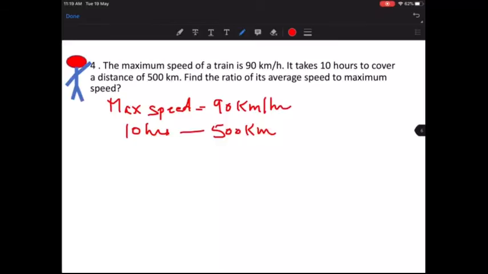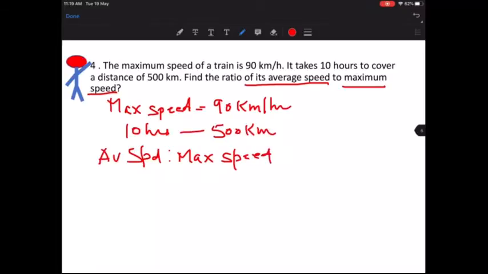Some information is given to you. Let's keep it at that. We will decide as to what to do with this unit. Now the question is, you have to find the ratio of its average speed to its maximum speed. So let's write what he's asking us. He's asking the ratio of average speed is to your maximum speed. Fine. So this is what he wants to know.